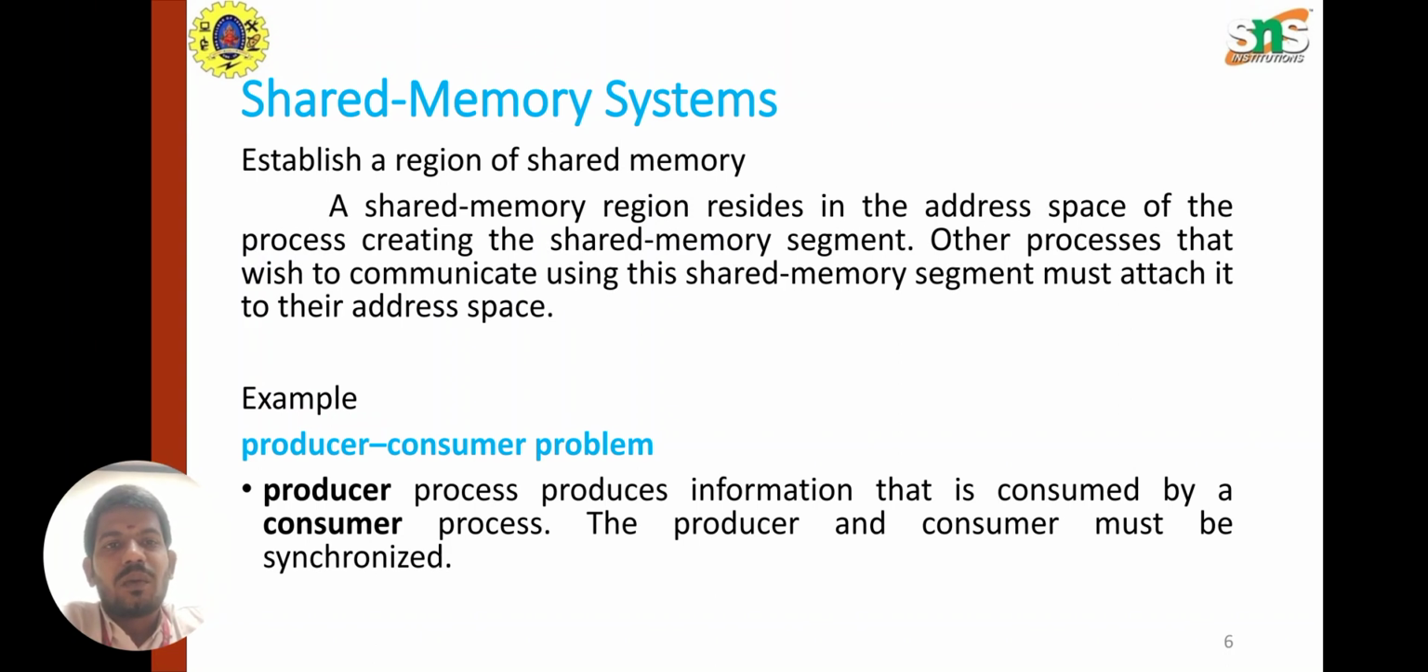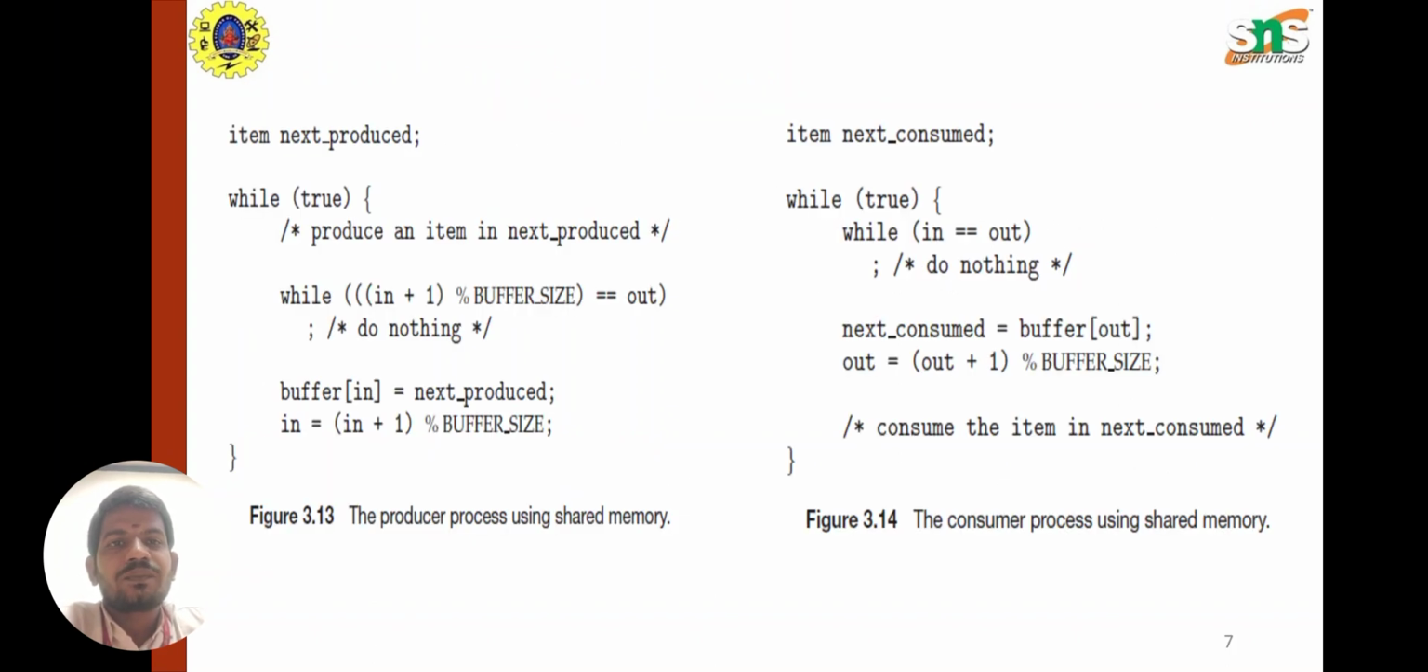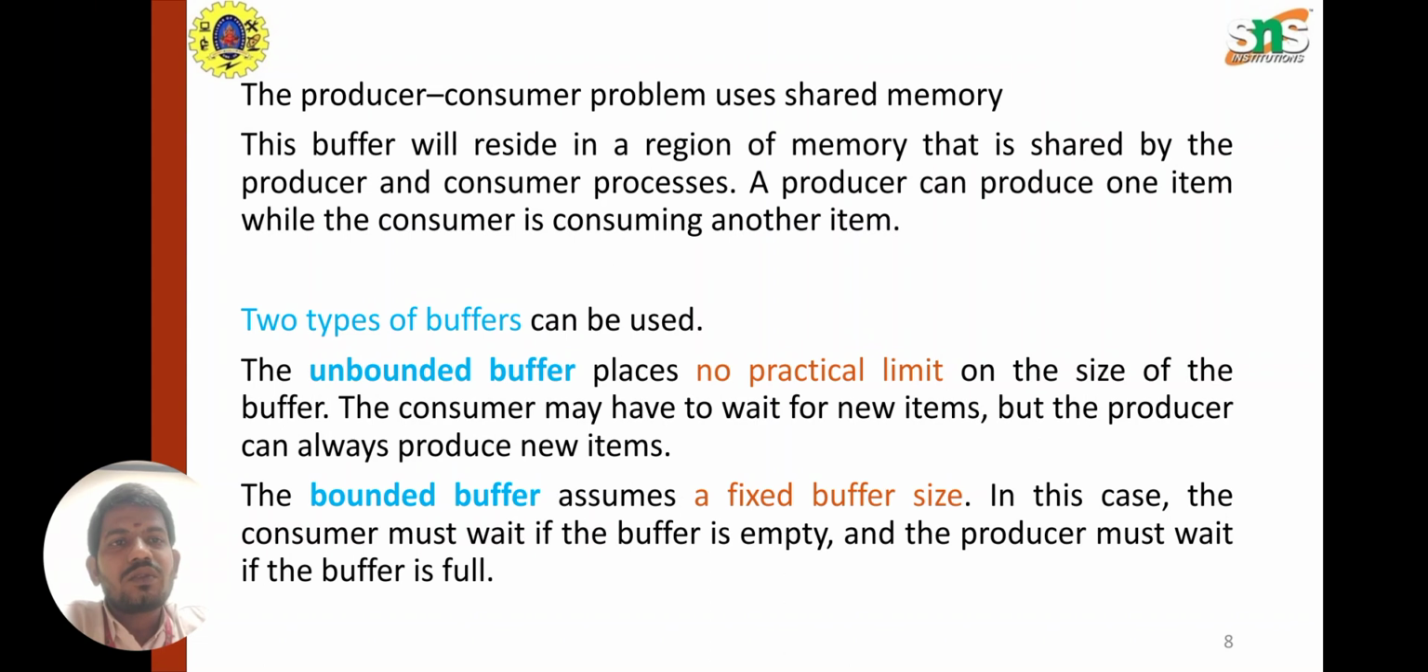Example: the producer-consumer problem. A producer process produces information that is consumed by a consumer process. The producer and consumer must be synchronized. This is an example of a producer process using shared memory and a consumer process using shared memory. The producer-consumer problem uses shared memory. The buffer will reside in a region of memory that is shared by the producer and consumer processes. A producer can produce one item while a consumer is consuming another item.